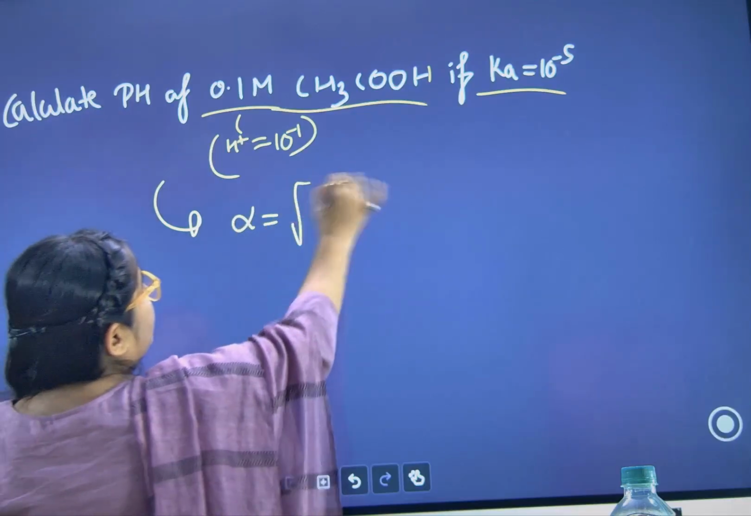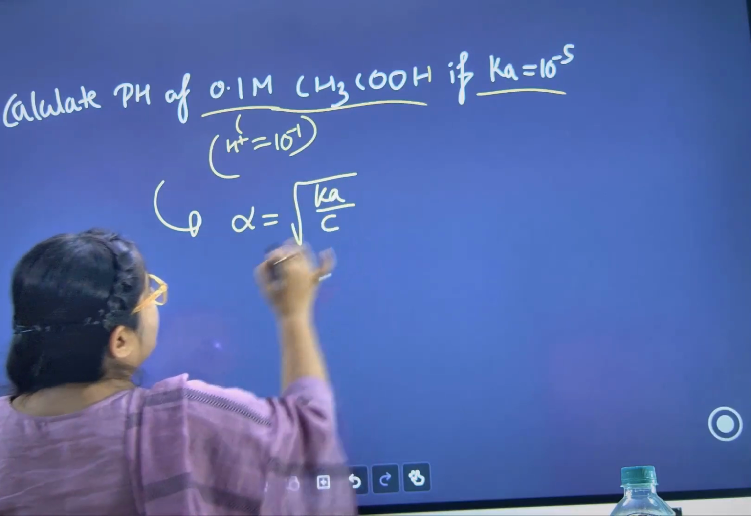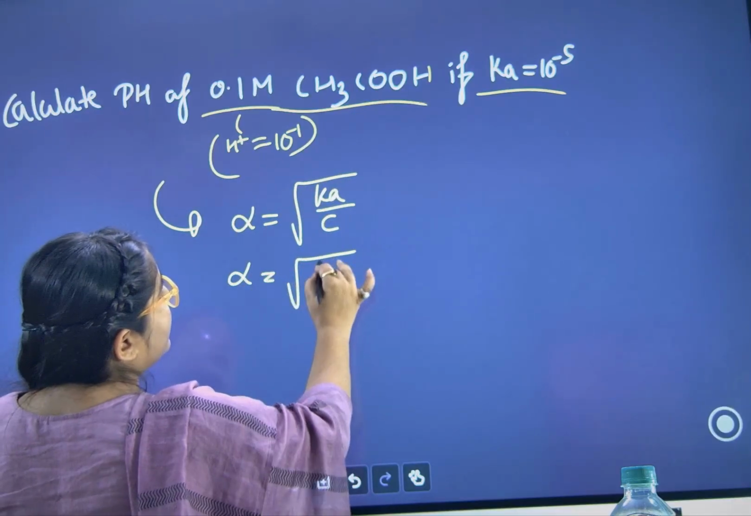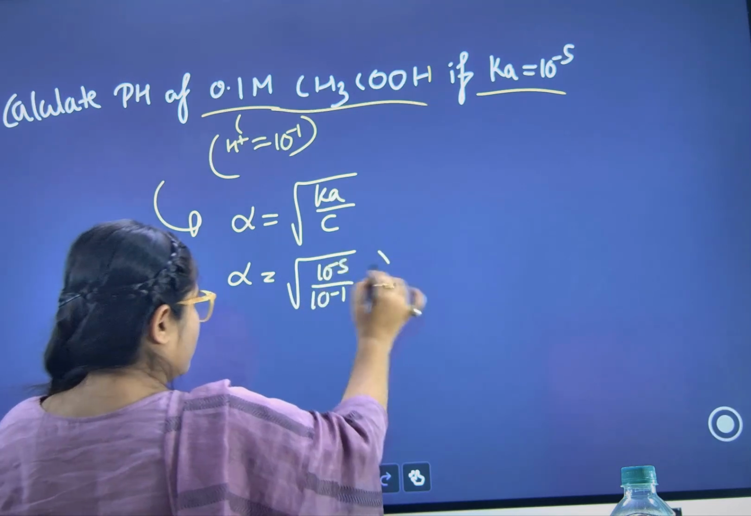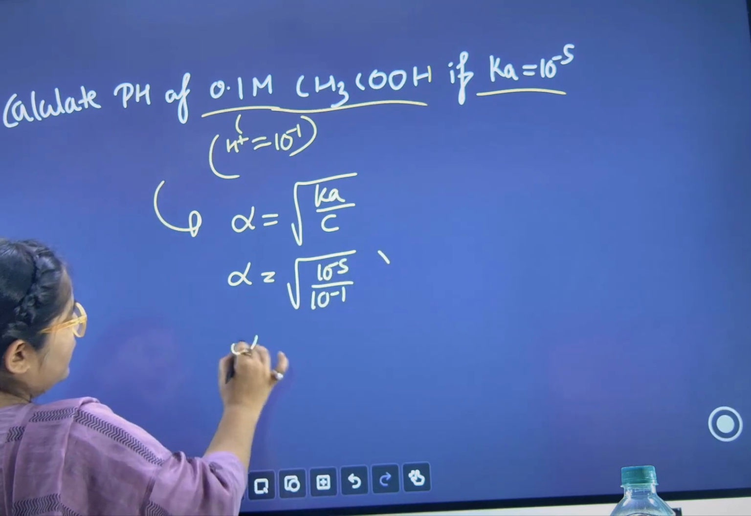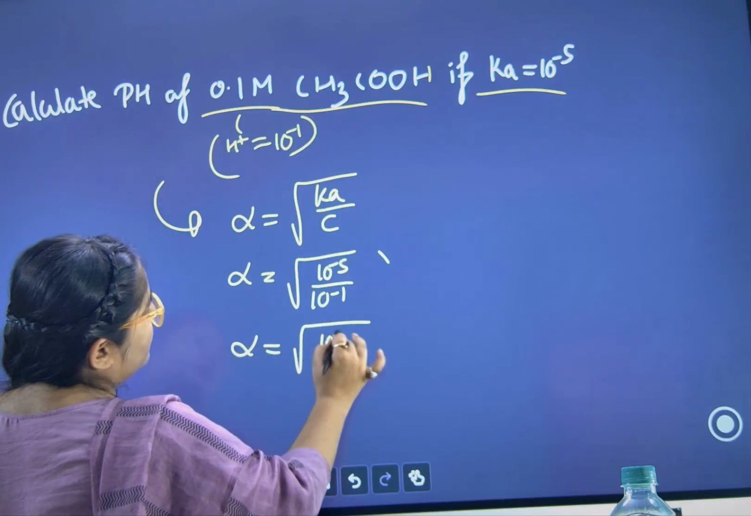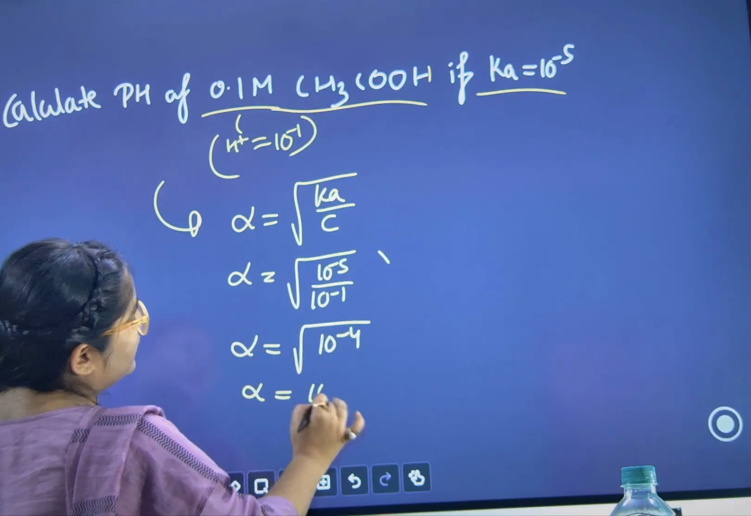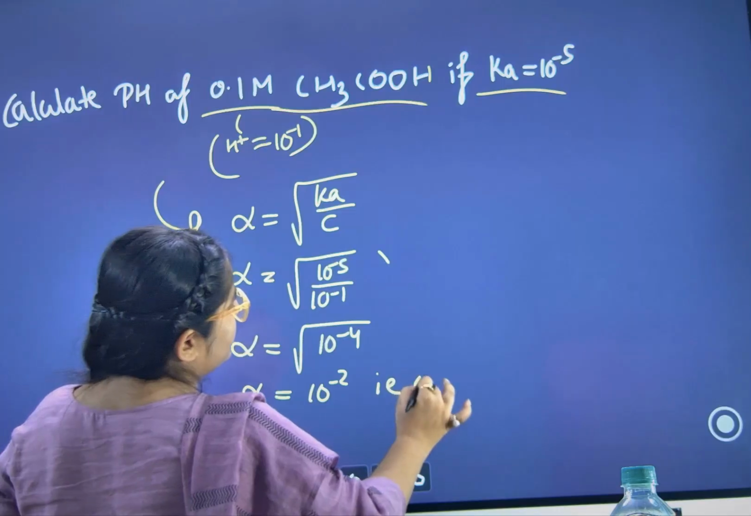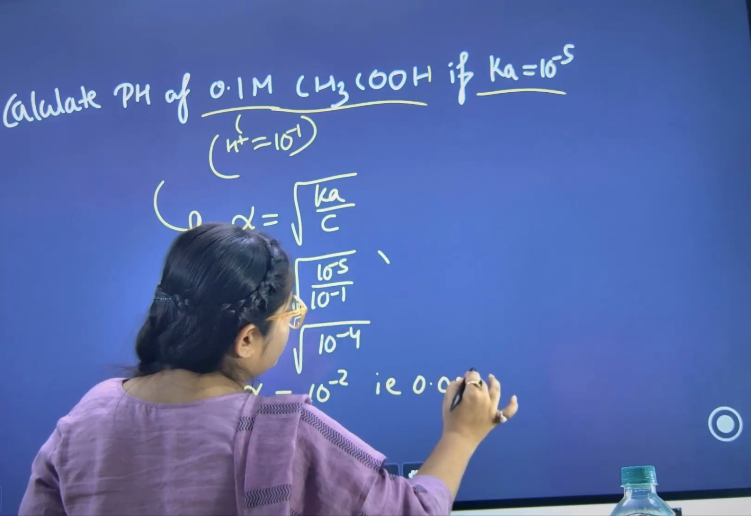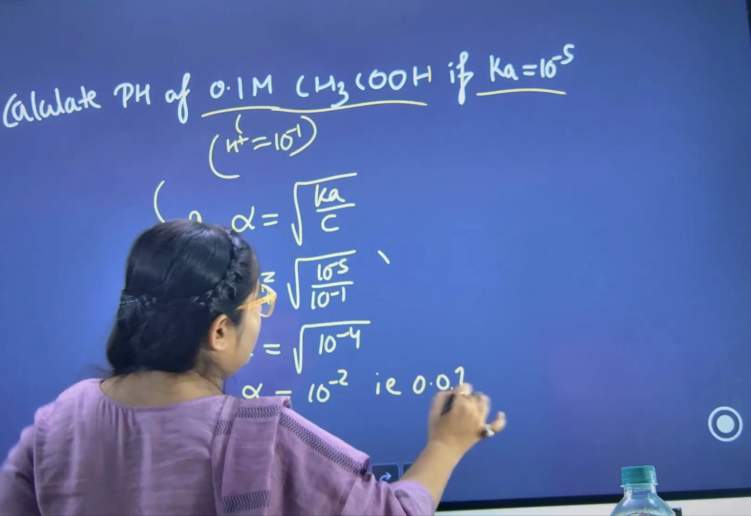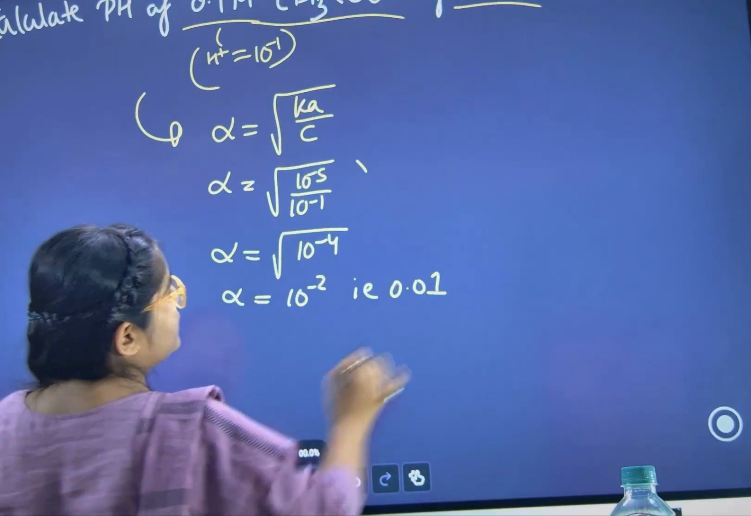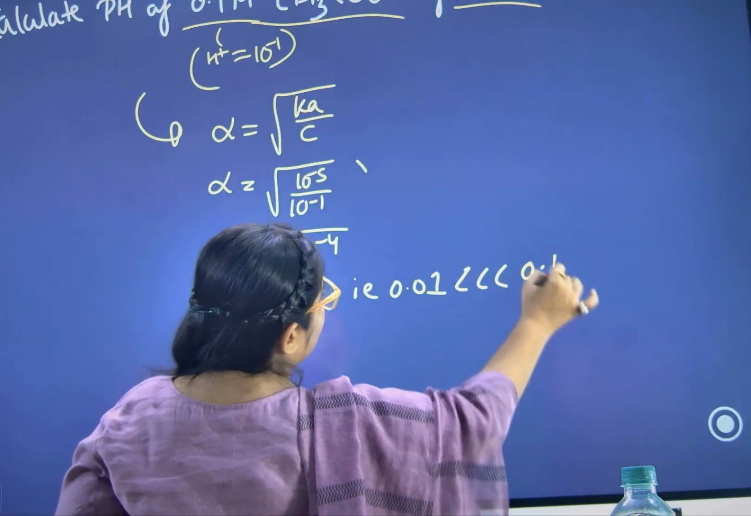Calculate alpha, that is under root Ka by C. Alpha will be equal to under root Ka, 10 to the power minus 5, by 10 to the power minus 1. It will go upside. Alpha will be equal to under root 10 to the power minus 4. So alpha equals 10 to the power minus 2. That is alpha equal to 0.01. Now see here, 0.01 is very much less than 0.1.